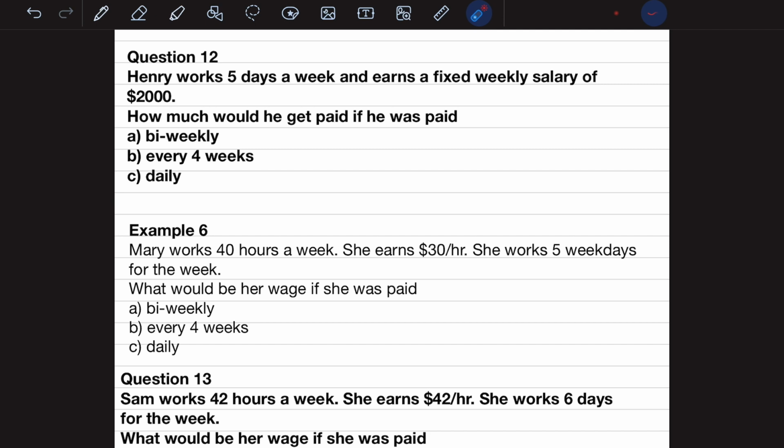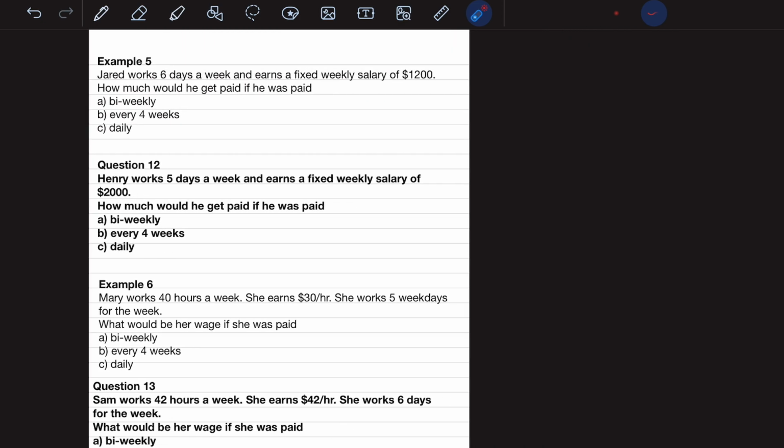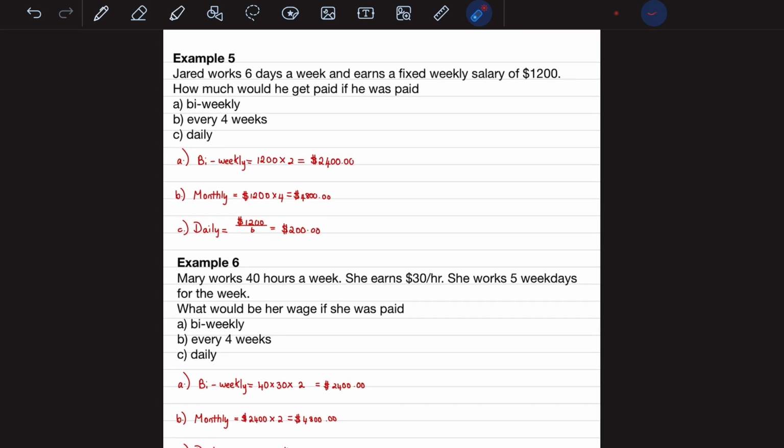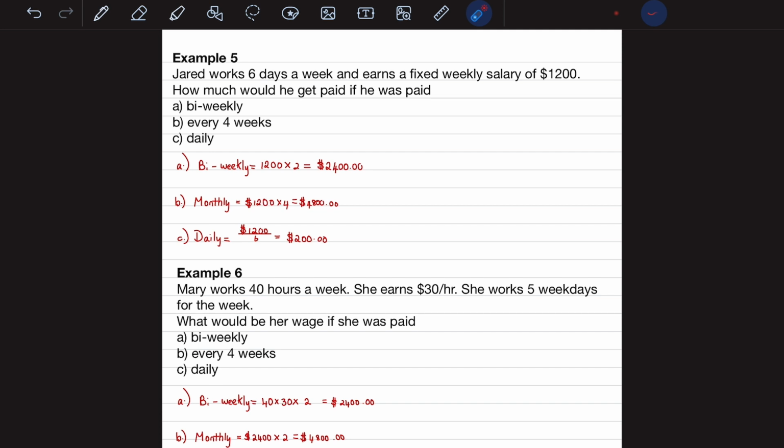Alright, let's correct question 12. If you want to try the others, if question 12 is easy, you can go ahead and try example 6 and question 13. Yeah, they look similar. Alright, so check your working, check your answers. Once all is well, we can move on.